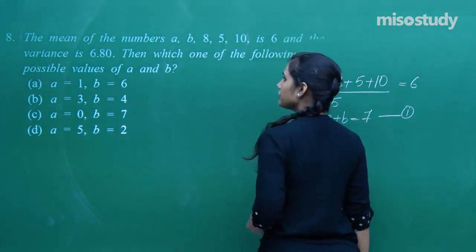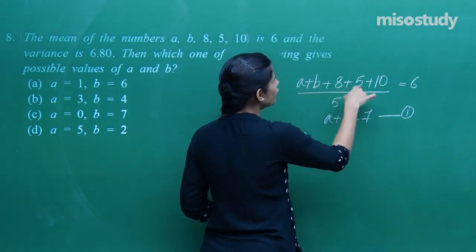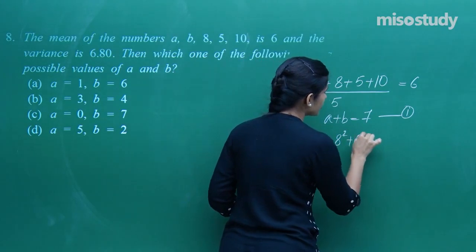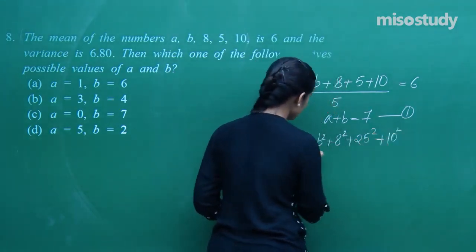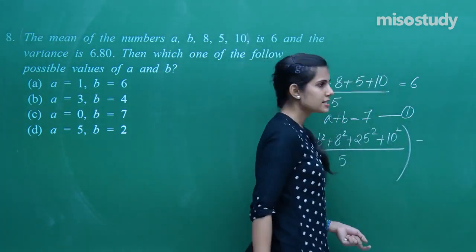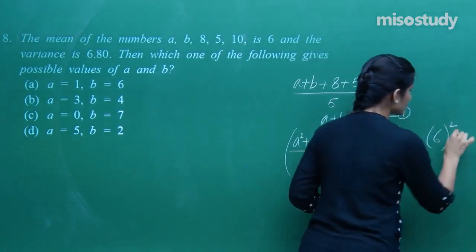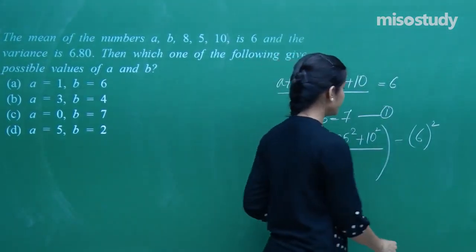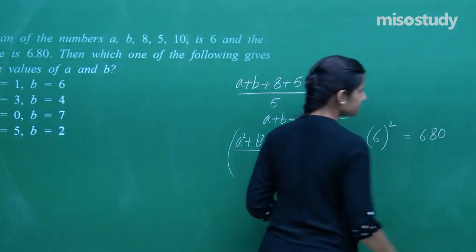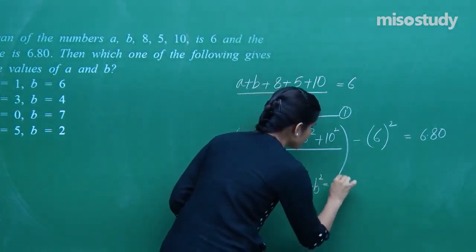It's also given that the variance is 6.80. Variance we just said was the sum of squares of all the observations, a square plus b square plus 8 square plus 5 square plus 10 square, whole upon the number of observations, minus the sum of all observations upon the number of observations whole square, the mean whole square basically. And this is given to you as 6.80. When you resolve this, you get a square plus b square equals 25.